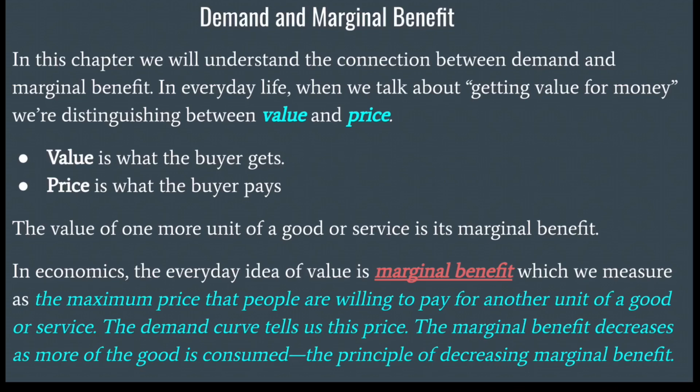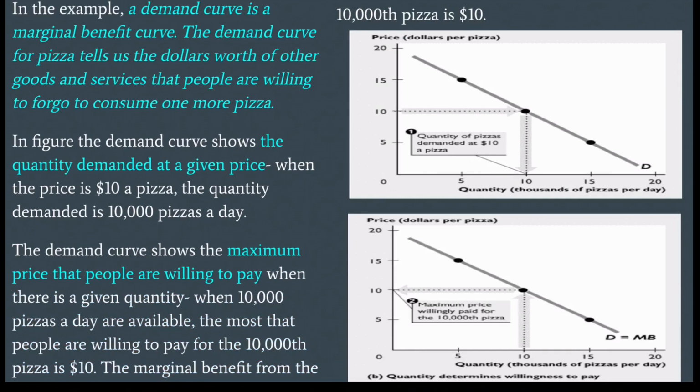The marginal benefit decreases as more of the good is consumed because of the principle of decreasing marginal benefit. In the example here, the demand curve is a marginal benefit curve. The demand curve for pizza tells us the dollar worth of other goods and services that people are willing to forgo to consume one more pizza. That is, how much they are ready to give up of the other goods for one more additional unit of pizza.